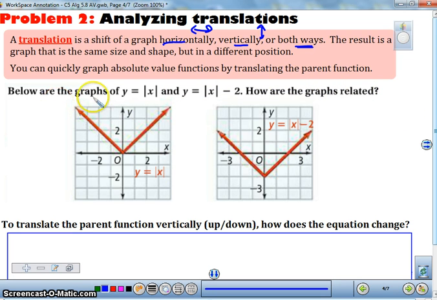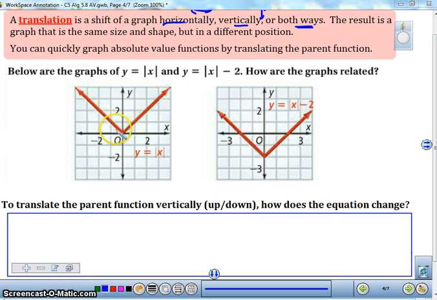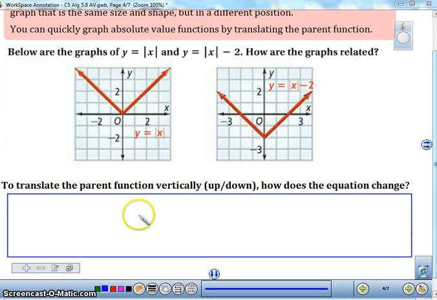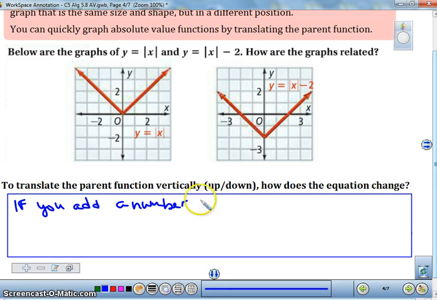If I have the graph of y equals absolute value of x, that's the one we just graphed, and it says this is the graph of y equals absolute value of x minus 2. How are those two graphs related? Well, let's take a look. What's different about this? It moved down 2 units. So it says to translate it vertically, up or down. How does that change? What we want to keep in mind is if you add a number to the right of our absolute value.